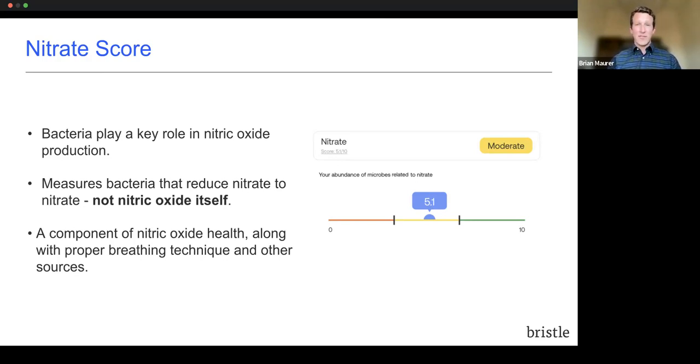One key note here is that we're not measuring nitric oxide itself, as you do get it from other sources like proper nasal breathing, but this can be a key component of breath work or of a patient working on increasing nitric oxide production. It's making sure we're not missing the bacterial component and actually giving them a way to track the progress over time.